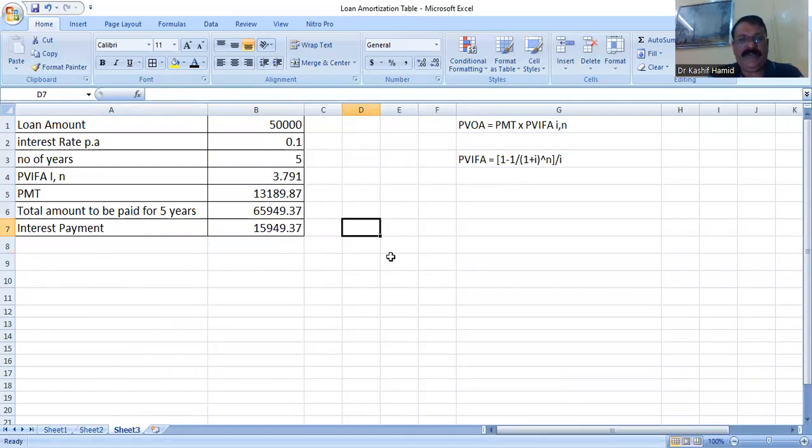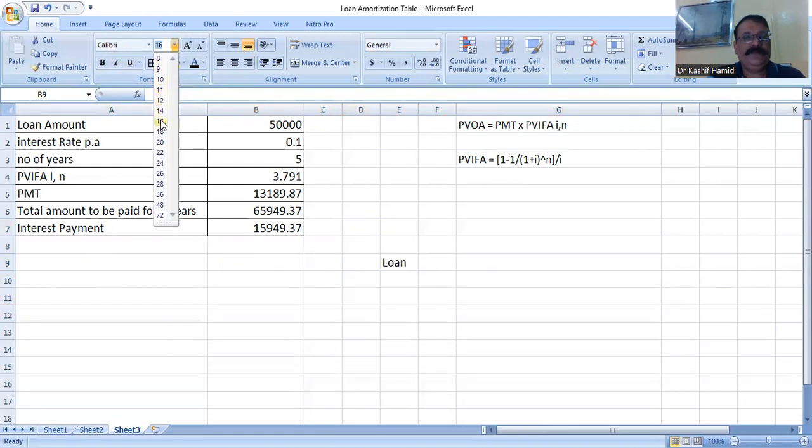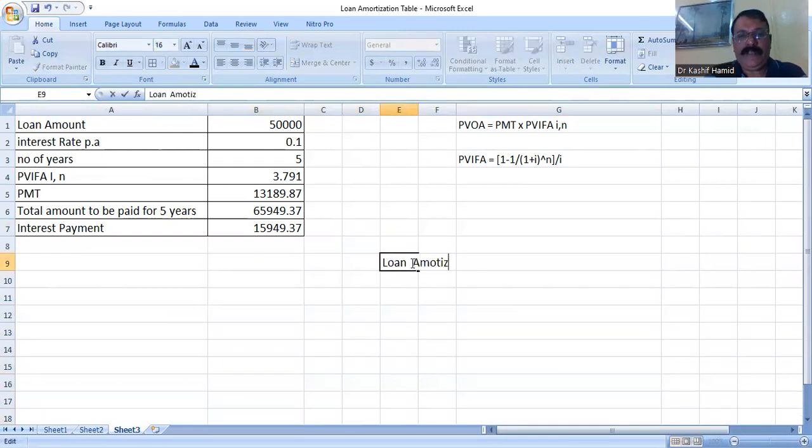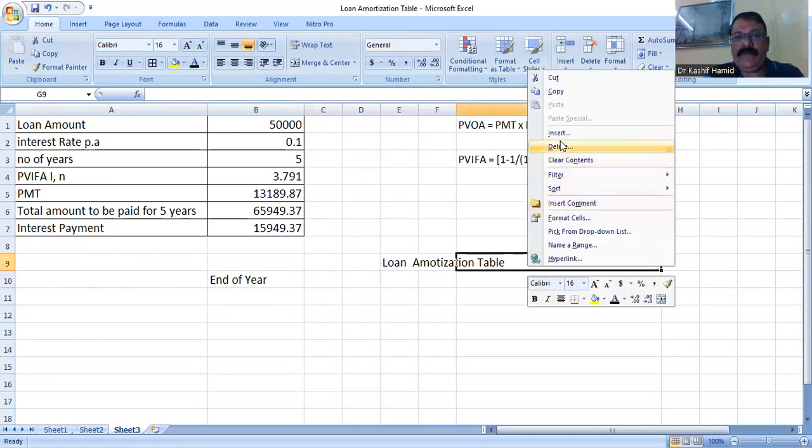Now we are interested to prepare a loan amortization table. Loan amortization table we will initiate from the end of year. We will use columns here. We have to make another row.